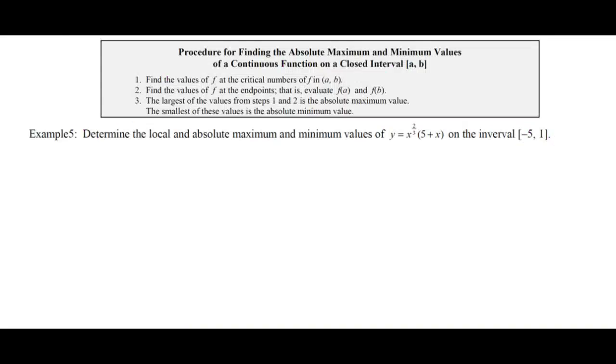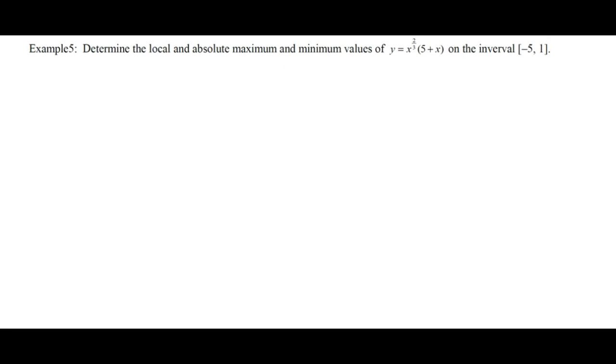Let's keep going. The procedure for finding the absolute maximum and minimum values of a continuous function on a closed interval from a to b. It's giving you that, right? Determine the local and absolute maximum and minimum values of y equals x to the 2/3 times (5 plus x) on the interval from -5 to 1.